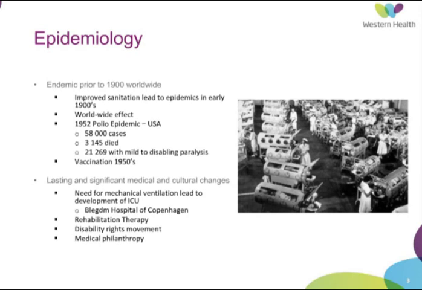The epidemics came to effect when improved sanitation led to that absence of that early exposure. So then children were being exposed at a later age when they were no longer covered by their mother's passive immunity. One of the largest epidemics on record is the 1952 epidemic in the USA. They had 58,000 cases of polio, over 3,000 deaths, and then 21,000 with residual paralysis. This led to the development of the vaccinations in the 1950s, and I'll come back to that at the end.